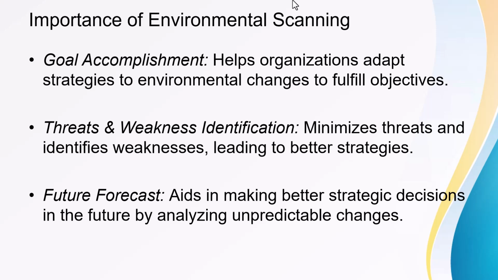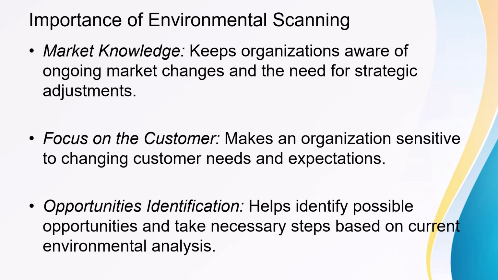Then we have future forecasting. If we use environmental scanning in a better way and take better strategic decisions with the help of the scanning, we can analyze the future and avoid unpredictable change. The next thing is market knowledge. The organization keeps itself aware of what is happening, the market changes, and makes the required adjustments in its strategy.